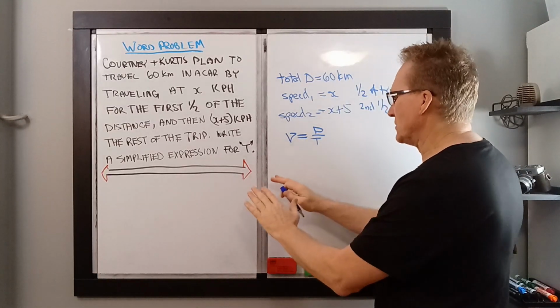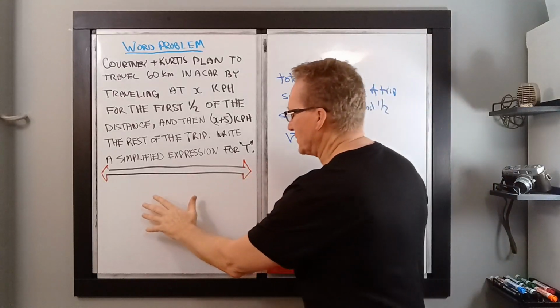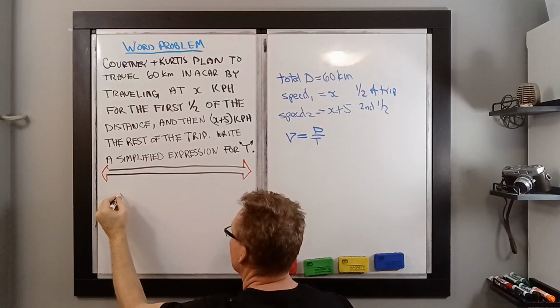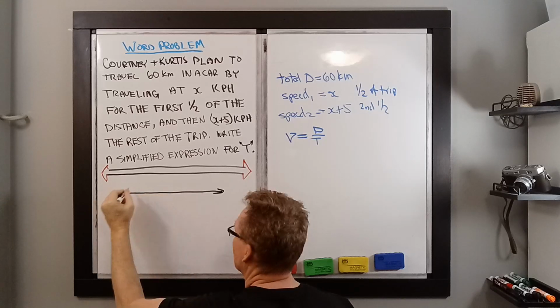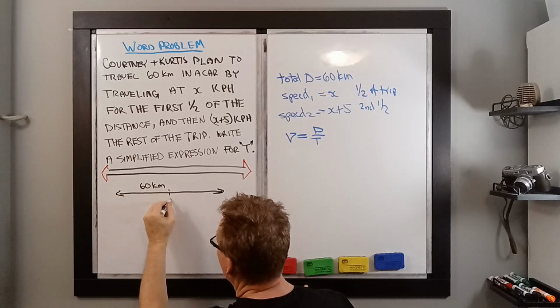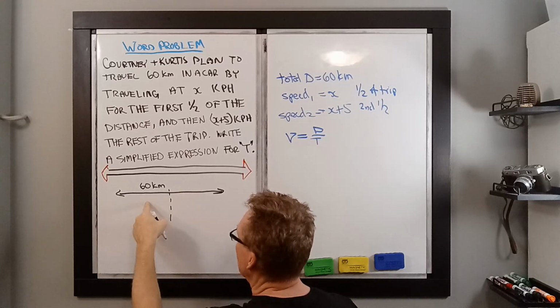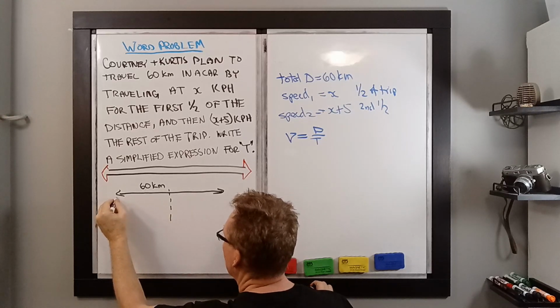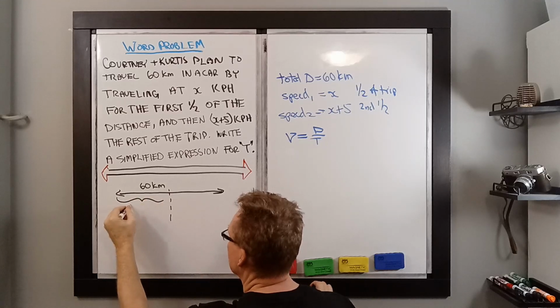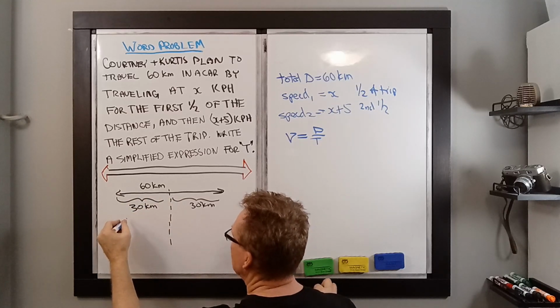The next step that we do is we'll draw a diagram to try to picture everything out much more clearly. I'll see if I can do this down here. So here's the total distance of the trip, and that's 60 kilometers. And we're going to divide that trip in half, because we're doing first half of the trip, second half of the trip. I'm going to use different colors for each part of the trip, but just to clarify, each of these is 30 kilometers.